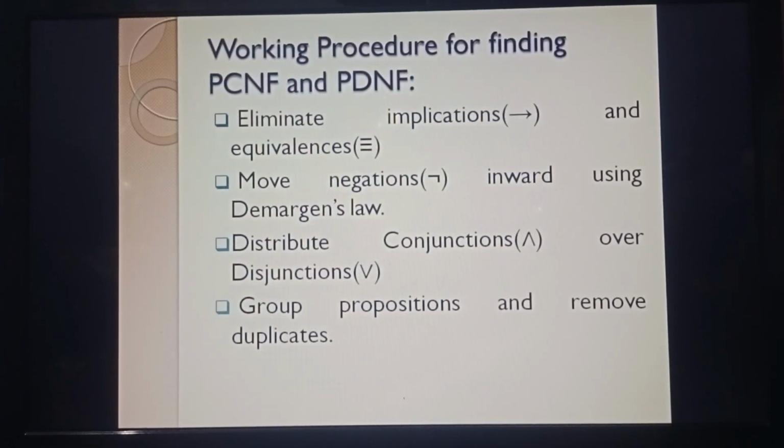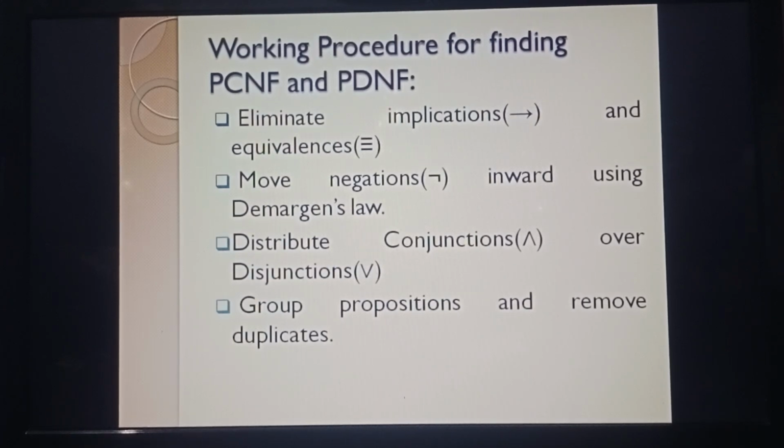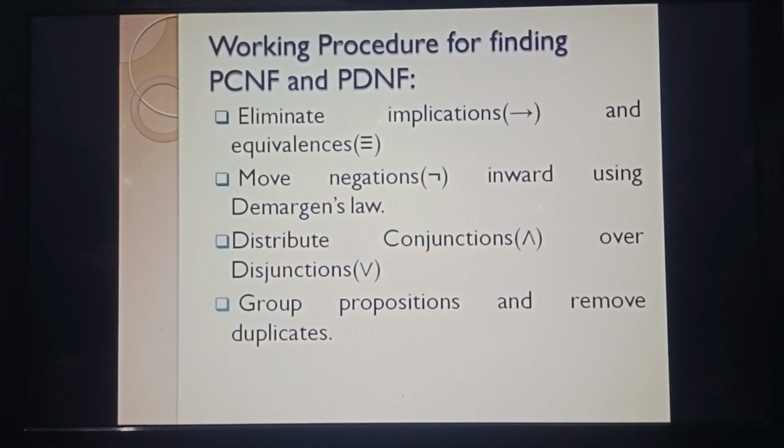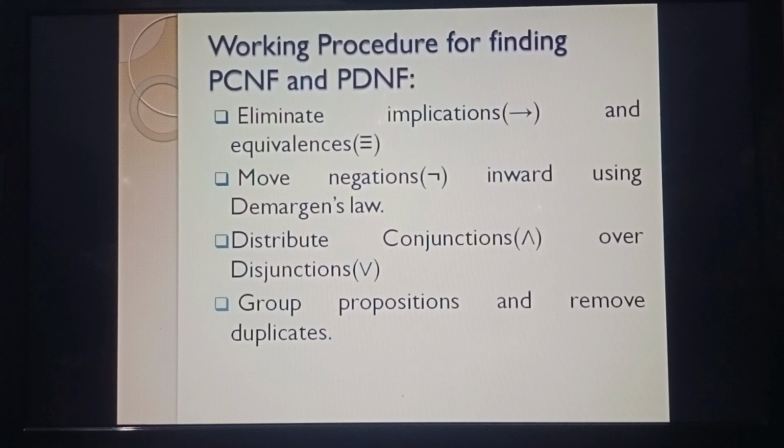So next we are going to discuss how to find the PCNF and PDNF. The PCNF and PDNF are found in two ways. One is using truth table and another is without using truth table, that is, using laws of logic. For both methods, we have to follow the following procedure. Eliminate implications and equivalence is the first step. Then second step, move negations inward using De Morgan laws. Third step, distribute conjunctions over disjunctions. Then fourth one, and finally, group propositions and remove duplicates.